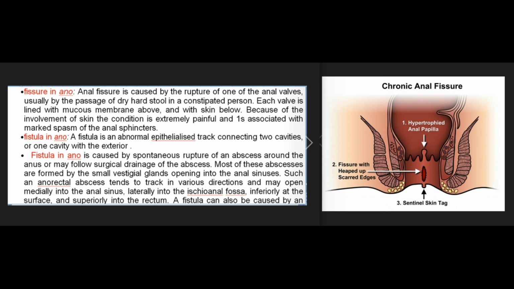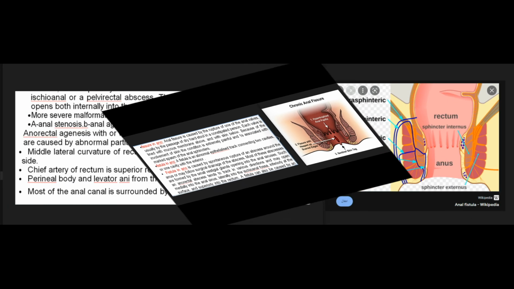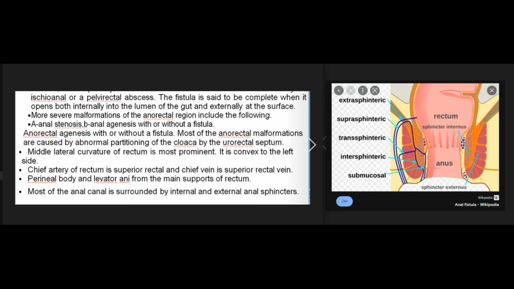Such an anorectal abscess tends to track in various directions and may open medially into the anal sinus, laterally into the ischio-anal fossa, inferiorly at the surface, and superiorly into the rectum. A fistula can also be caused by an ischio-anal or a pelvirectal abscess. The fistula is said to be complete when it opens both internally into the lumen of the gut and externally at the surface.